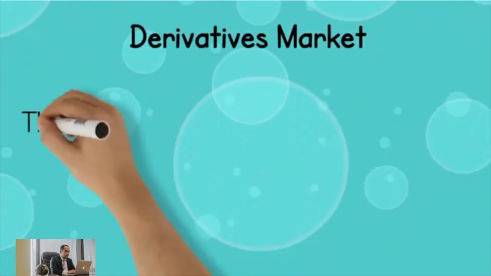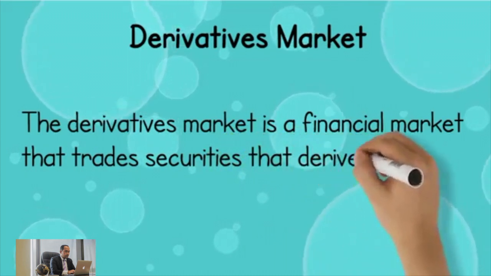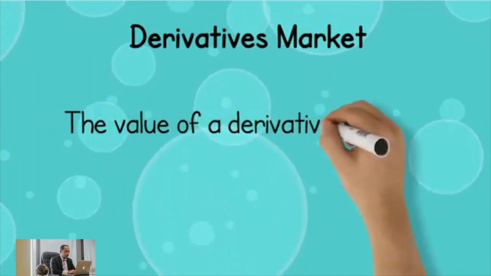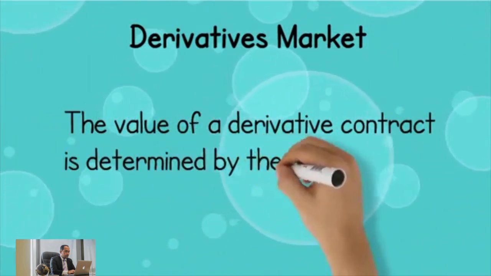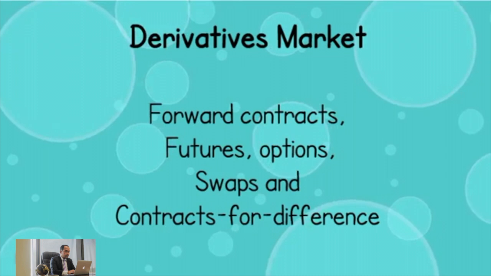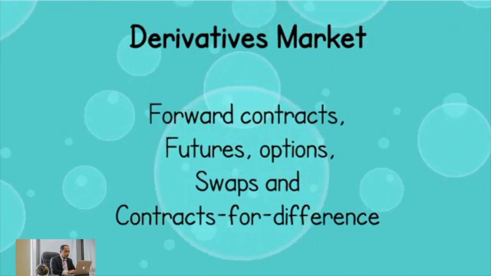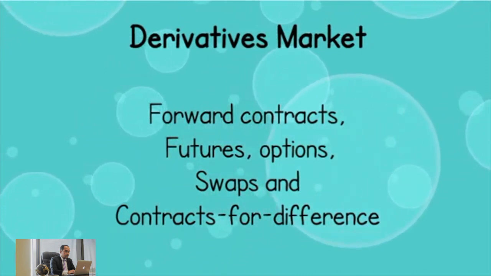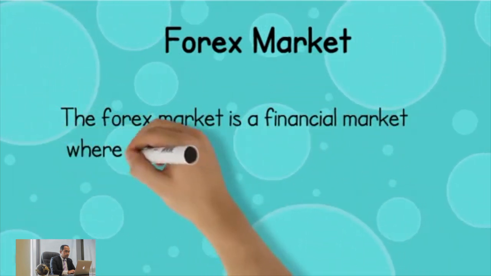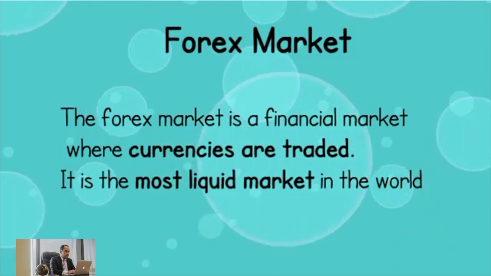Derivative markets. Derivative market is the financial market that trades securities that derive their value from underlying assets. The value of the derivatives contract is determined by the market price of the underlying assets. The derivatives market products are forward contracts, futures, options, swaps, and CFD, called contract for difference. Forex markets. The forex market is a financial market where currencies are traded, and it's the most liquid market in the world.